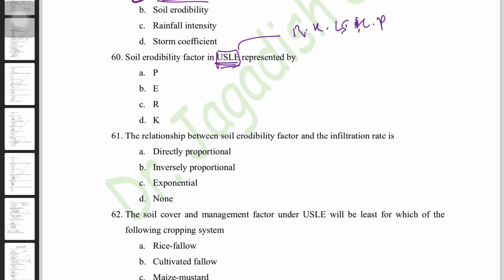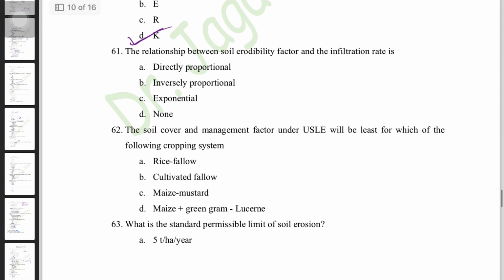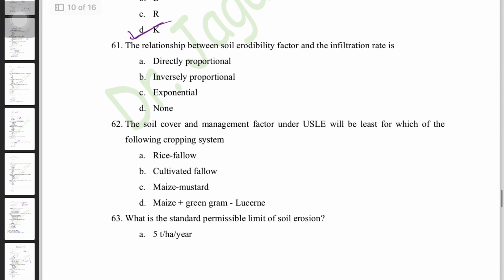RKLSCP. Okay, so there are 5 factors: RKLSCP. So in USLE, the soil erodibility factor is represented as K. Okay, soil erodibility factor. Next question, the relationship between soil erodibility factor and the infiltration rate.